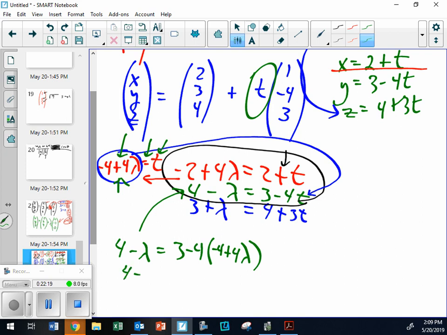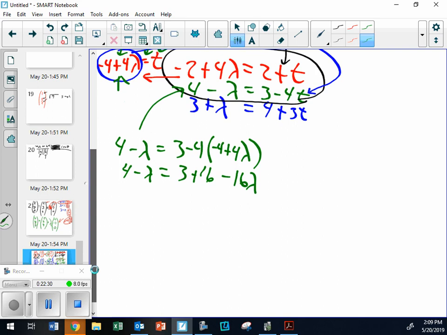4 minus lambda equals 3 plus 16 minus 16 lambda. Now, a lot of people don't know this trick, but you would if you'd been paying attention on the top 20. You get rid of the smaller of the two variables. Which one's smaller, negative 1 lambda or negative 16 lambda? Negative 16. Now, why is it smarter to get rid of that one? Because then you no longer will have negative signs on your variable.